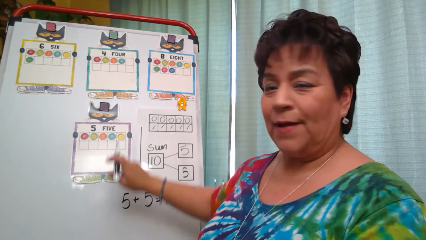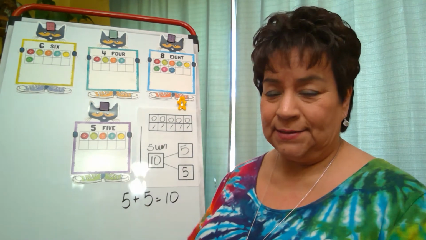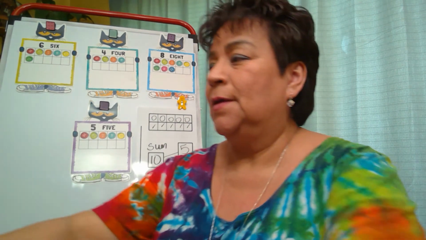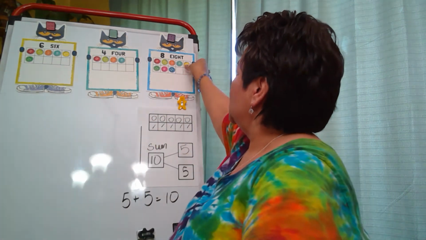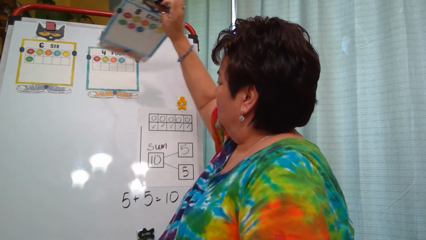1, 2, 3, 4, 5. 5 empty buttons missing from his 10 frame. So we know that is the correct one. Okay, let's move on to our next one. Let's bring down this one.